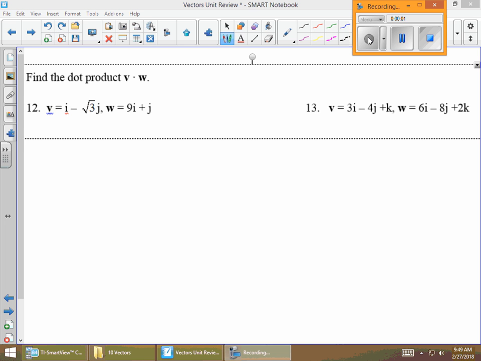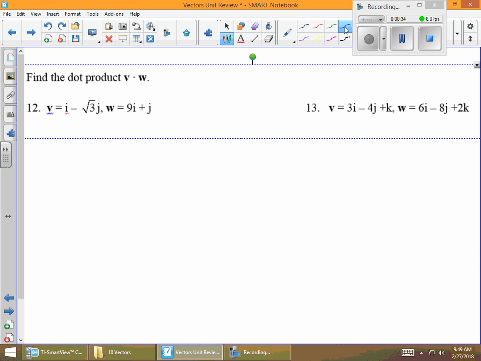All right, the next group of problems is on dot product. Now, dot product works the same for two-dimensional vectors and three-dimensional vectors. So we have one that's two-dimensional with i's and j's, and when I look at 13, I see k's involved, so I know that's a three-dimensional vector. When we're doing dot product, we multiply the like components and add in the middle. So we're going to multiply our horizontal components, multiply our vertical components, and then add them together.